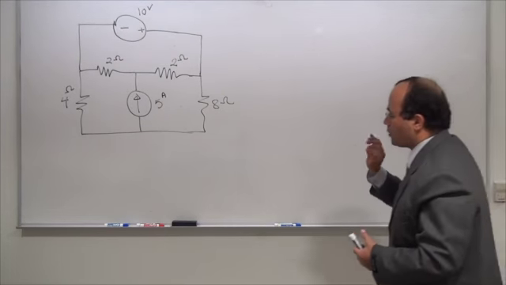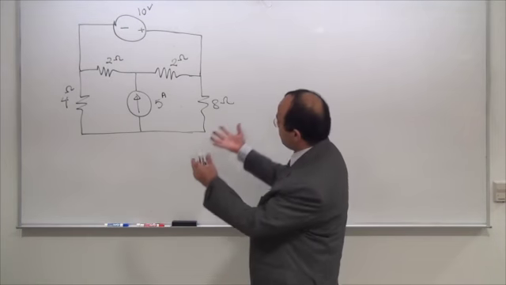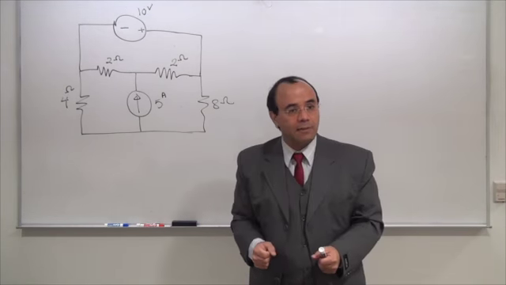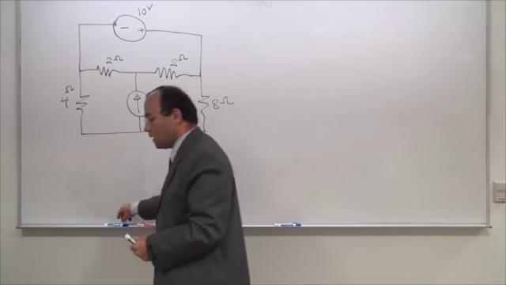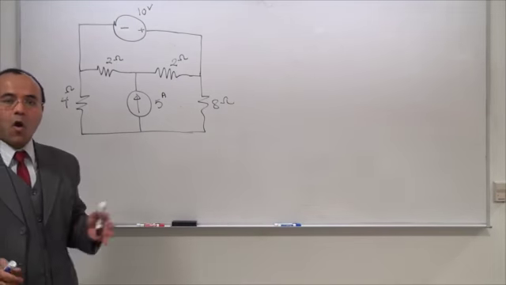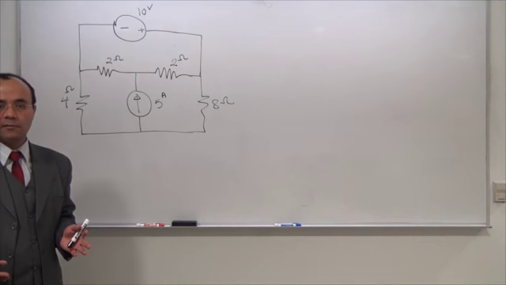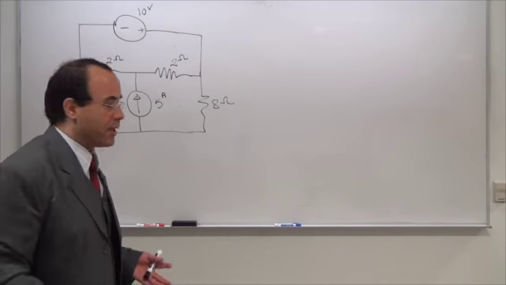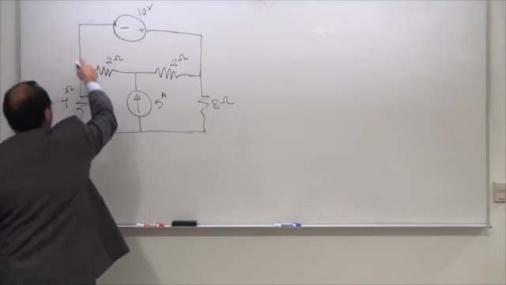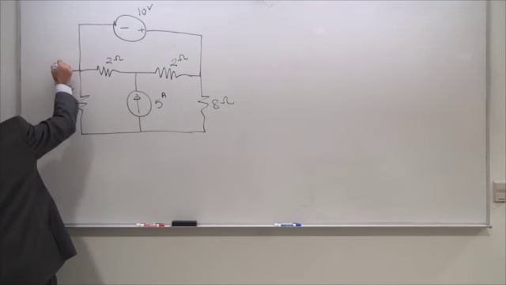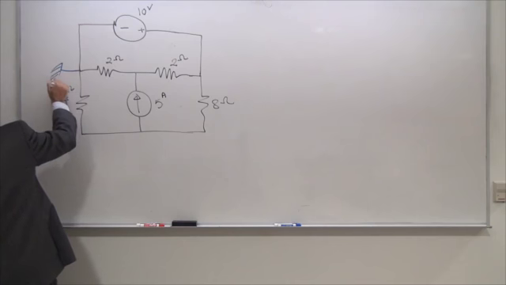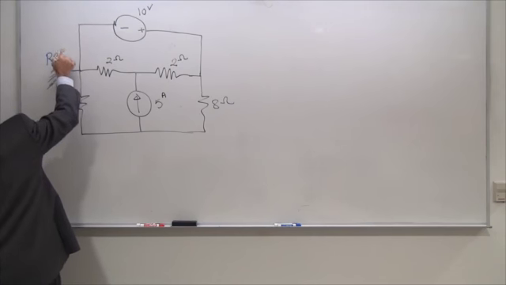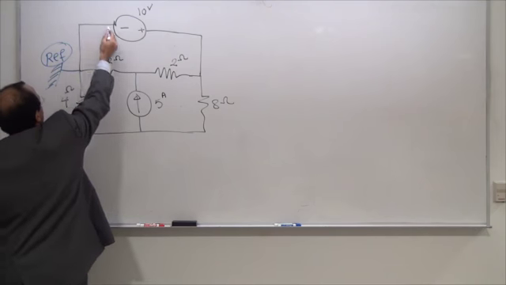If the ground is not given to you, and in this case no one has given the ground or the reference node to me, ask of yourself, how many voltage sources do you have? If you happen to have only one voltage source, where is the negative pin? The negative pin is this one, so I'm going to assume this as my reference node. That's going to force this one at 0.